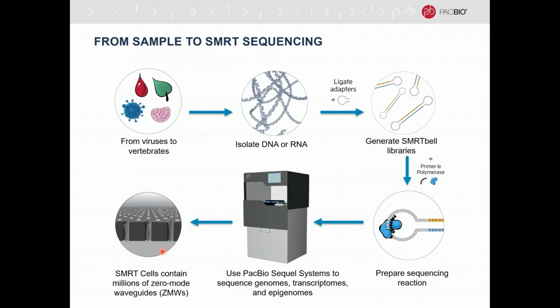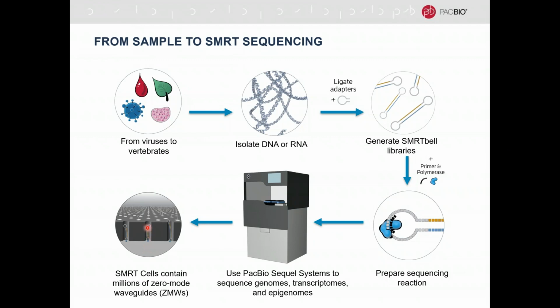The magic really happens in the very small wells, which we call zero-mode waveguides. Our goal is to get one polymerase per well, as shown here in the diagram. These circular molecules, the SMRTbell libraries, drift towards the bottom, and the polymerase is tethered to the bottom of the well.